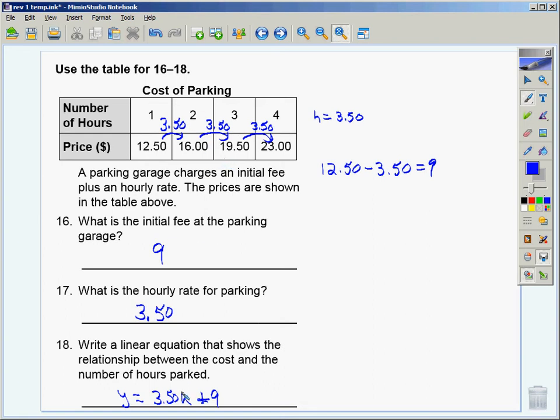What is 2 times 3.50? 7. What's 7 plus 9? 16. If I plugged 4 in it, 4 times 3.50? 14. 14 plus 9? 23. Is that an N number? H. I used an H, but you could have used an X, a Y, a Z. I used H to represent the number of what? Hours. Okay?